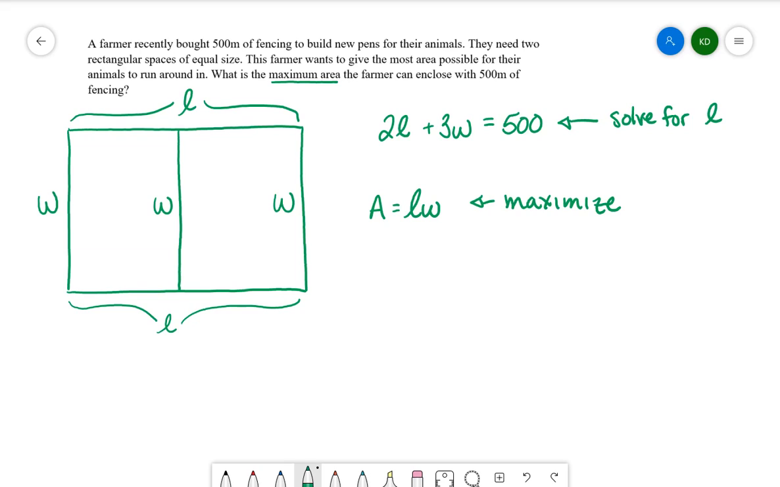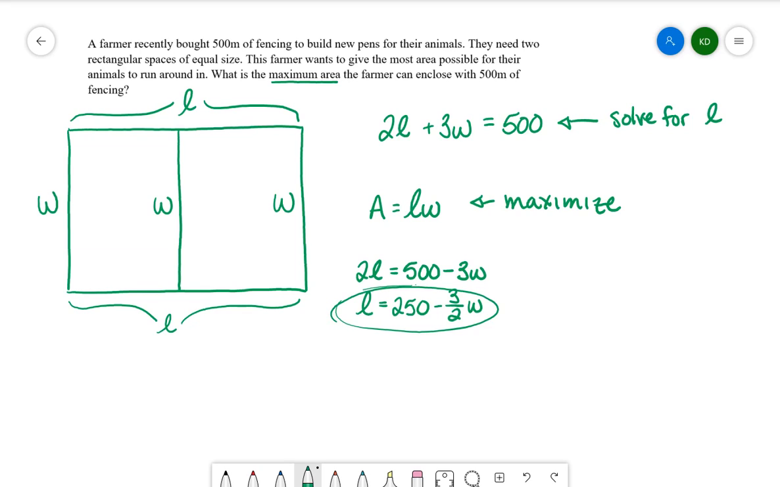What I'm going to do is subtract 3W from both sides. So I'll have 2L equals 500 minus 3W. To just get L, I want to divide both sides by 2. So the left side will become L, and the right side, I'll have 500 divided by 2, which is 250. And 3 divided by 2, I'm just going to leave it as a fraction of 3/2. And now I've solved just for L.